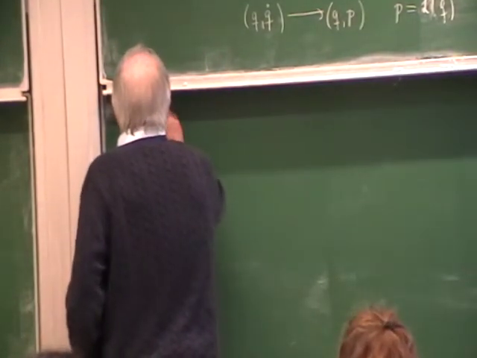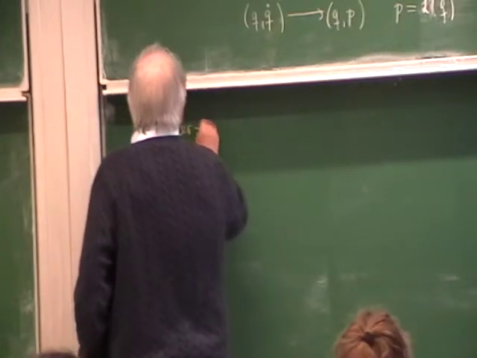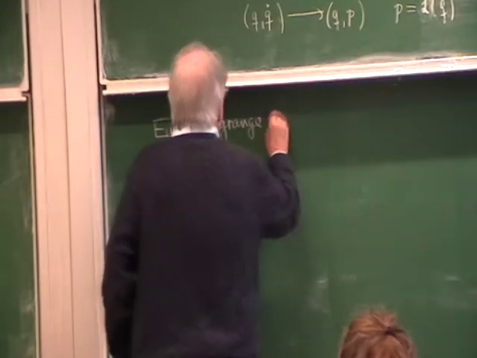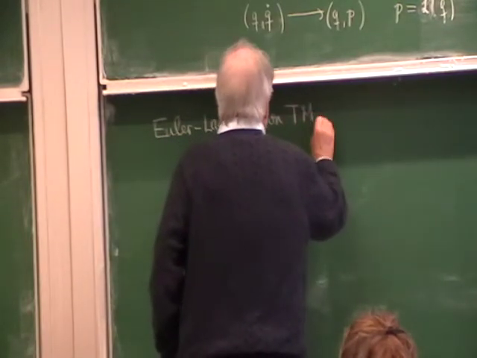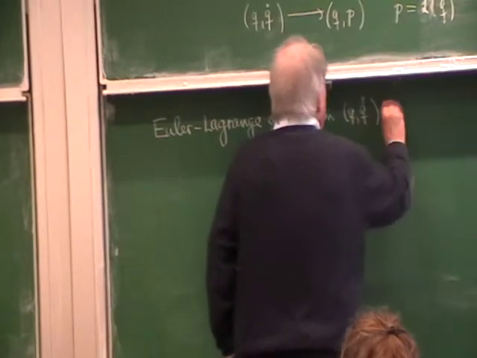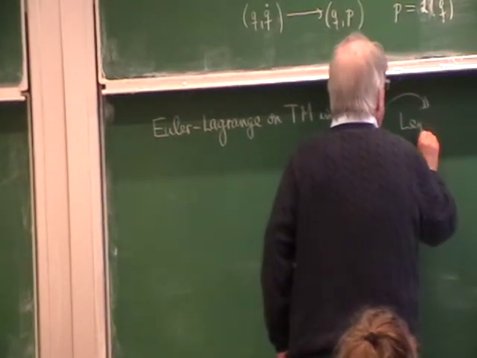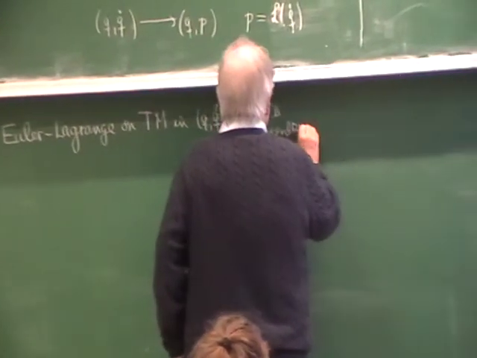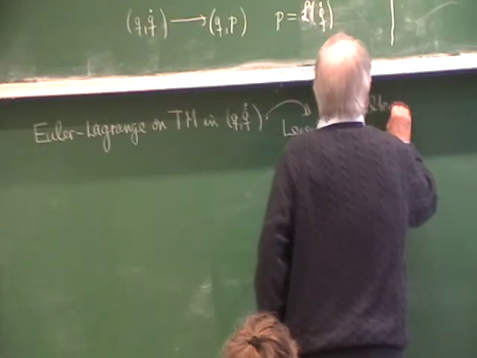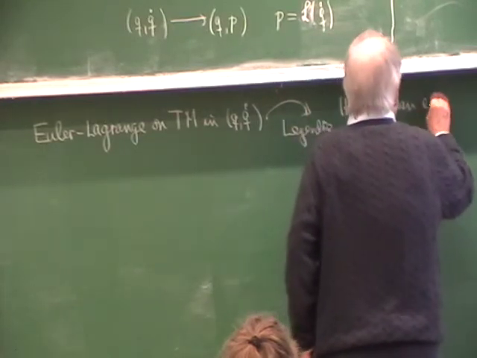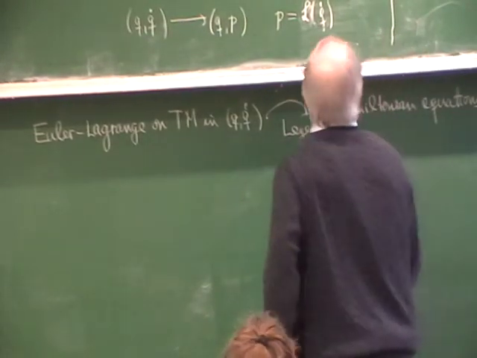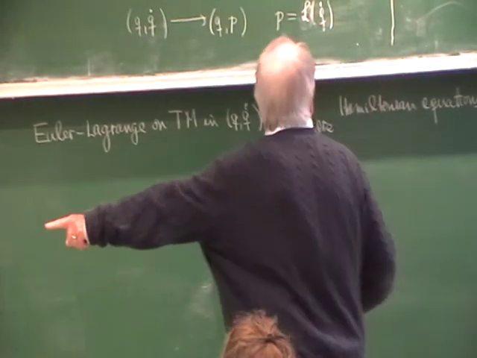The Euler-Lagrange equations on the tangent bundle in the coordinates q, q point are transformed by Legendre to the Hamiltonian equations, which have this form, and that's what Ayman was looking for.